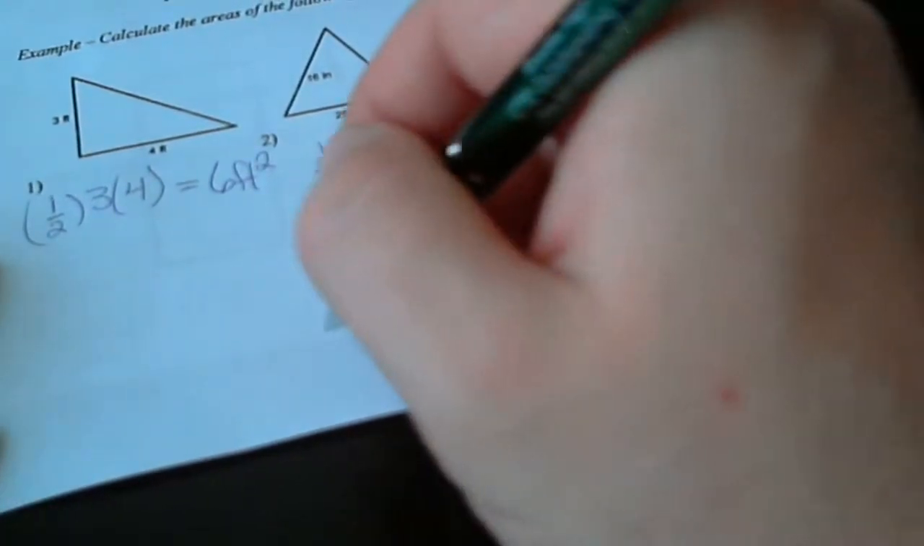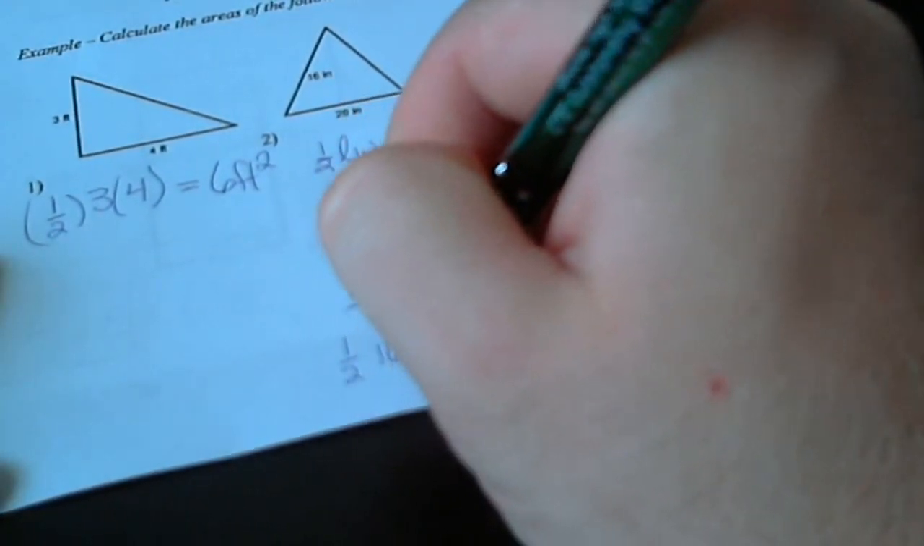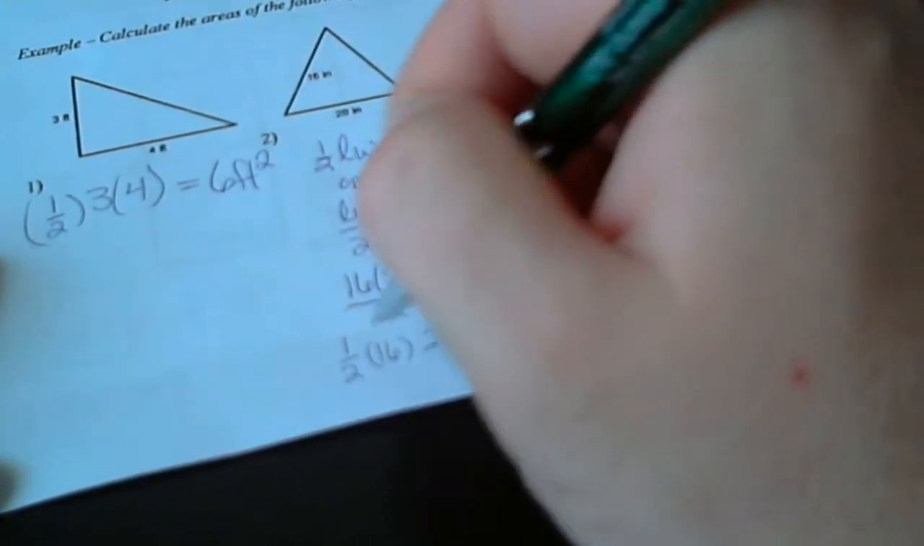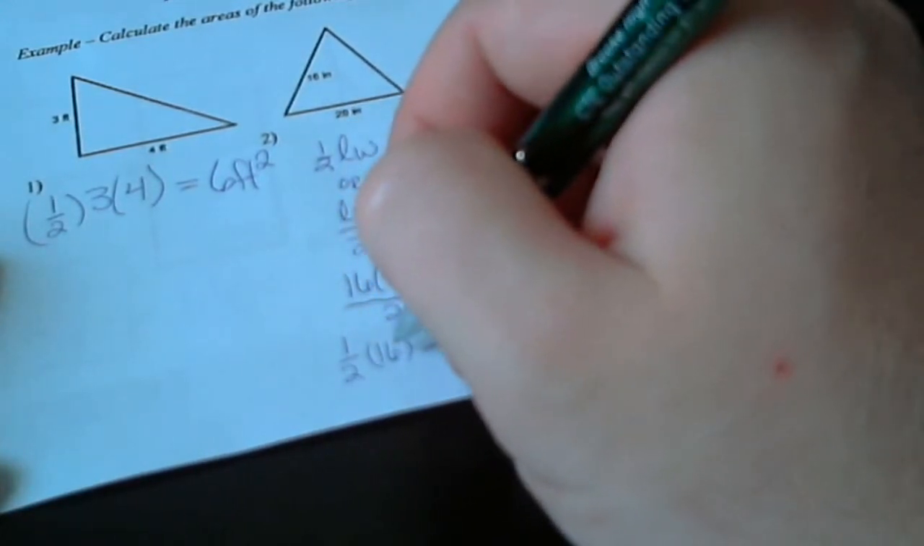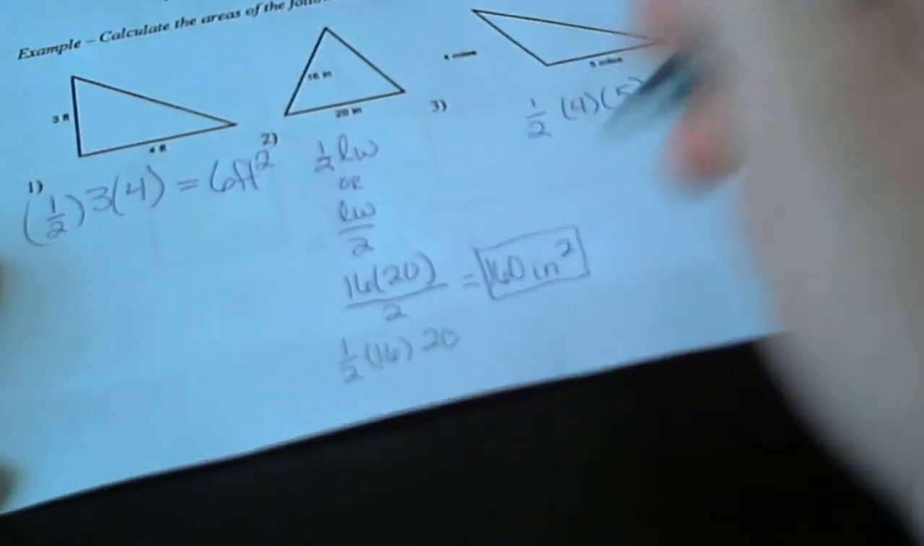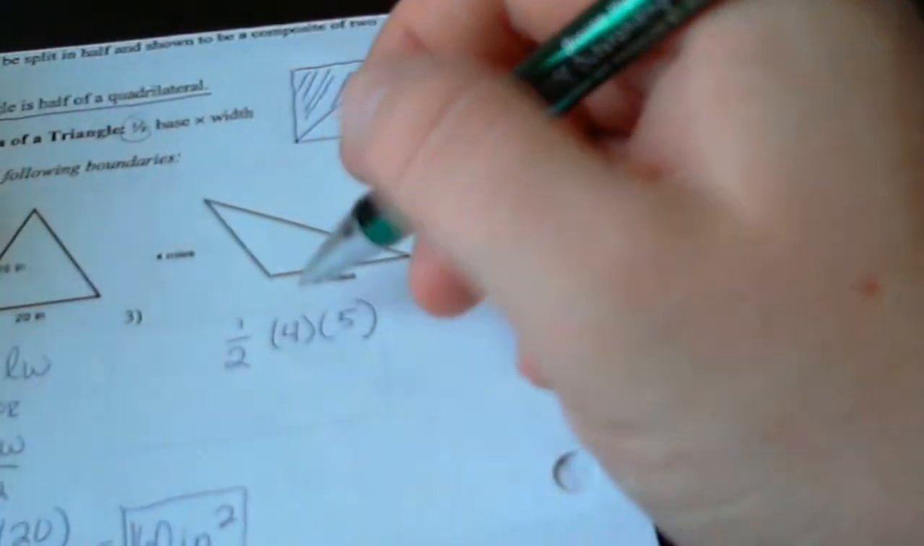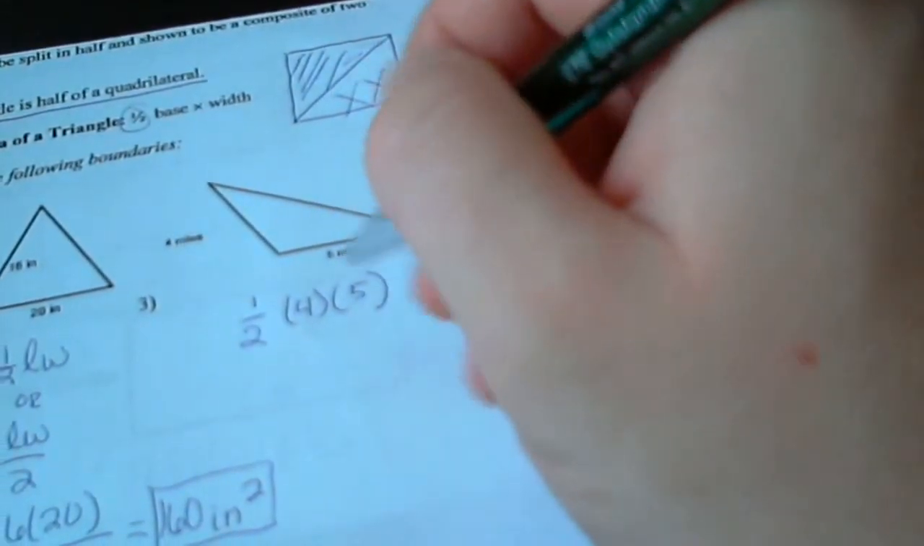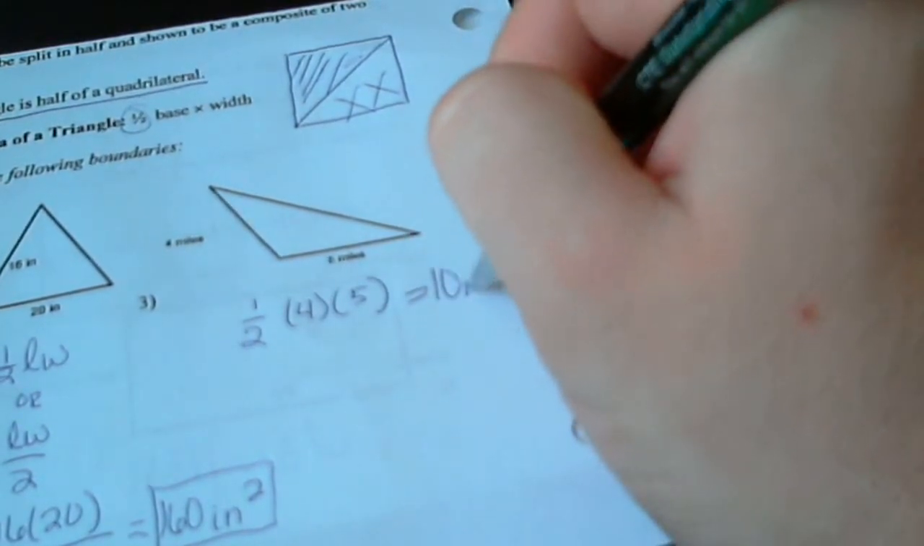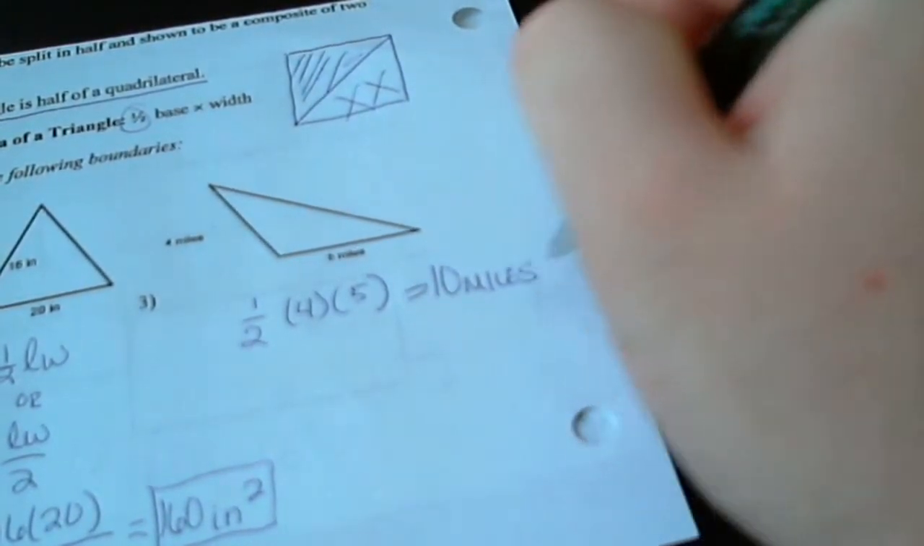We could have done that over here too with this one and maybe made it a little easier. 1/2 of 16 times 20. Well, half of 16 is 8. 8 times 20 is 160. Back to our example here. Half of 4 is 2. 2 times 5 is 10. So we have 10 miles squared, or 10 square miles.